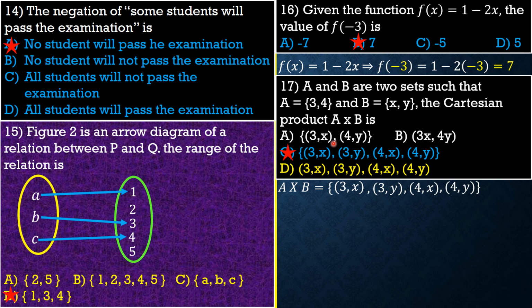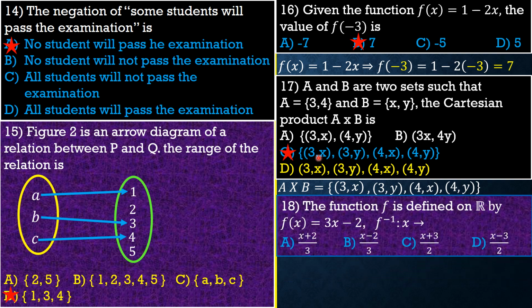Great. Question 18 reads that the function f is defined on R by f of x equals 3x minus 2. F inverse of x has to map onto, okay. To get the inverse function, all we have to do is let y be the same as the function, that is 3x minus 2. Then we make x the subject. That will give us the inverse function.